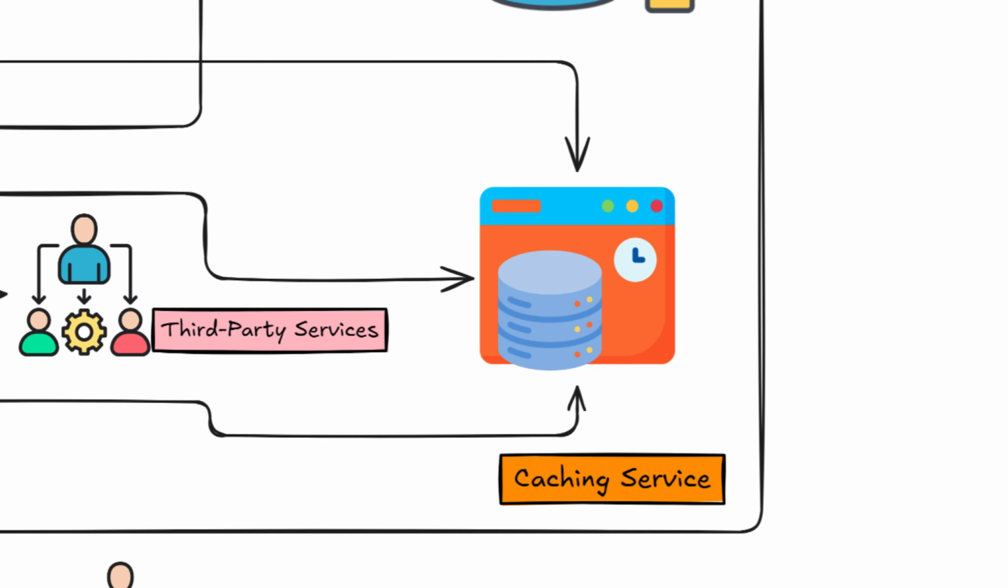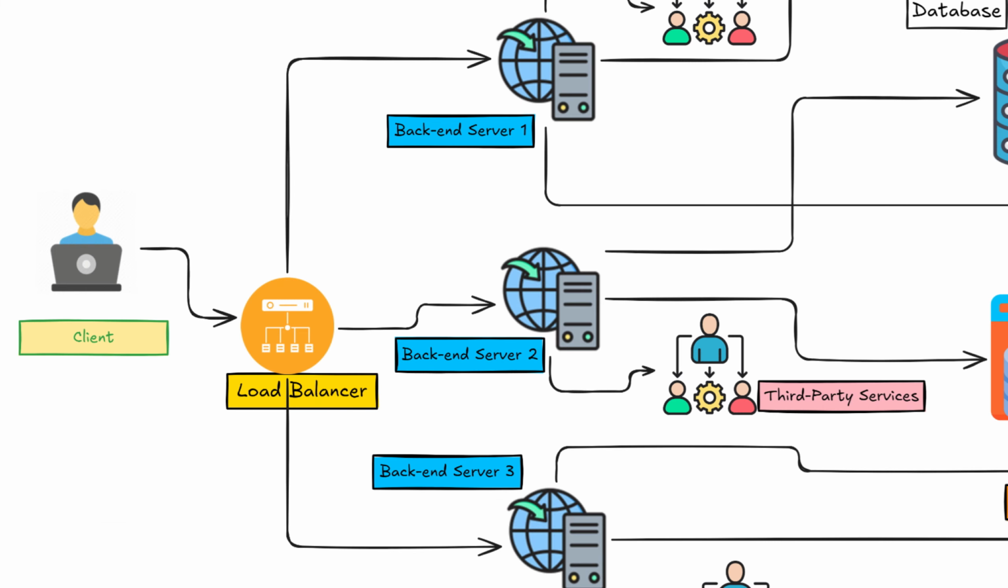The cache service has only one instance, but it is not a single point of failure because even if the cache goes down, the system can still function by serving data directly from the database. Moving ahead, we have 3 backend servers. So if any one of them fails, the load balancer can distribute the traffic to the remaining 2 healthy servers. Therefore, the backend servers themselves are not single points of failure.